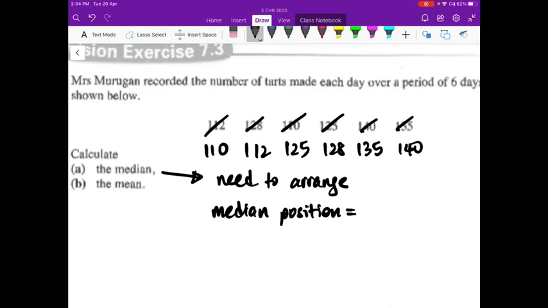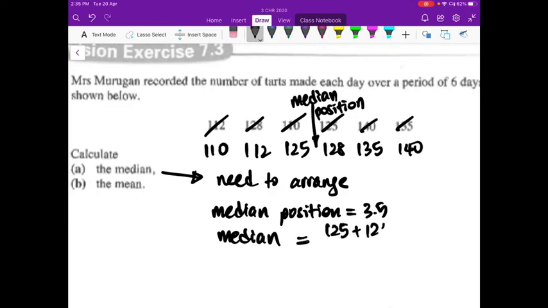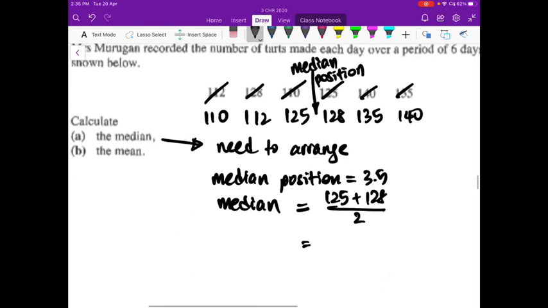Median position. Where's the center? So if you have 6 people standing, where's the center? Between 125 and 128 over here. This is the median position. Okay. So that is number 123.5. That's the position. Now we want the median value. Will be 125 plus 128 over 2, the average. So what do we have? 126.5.